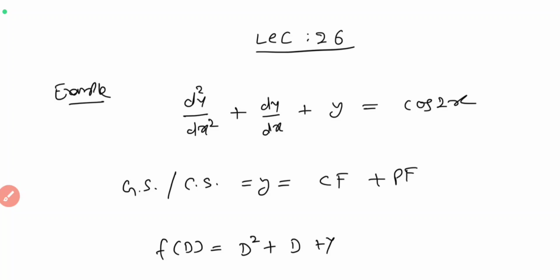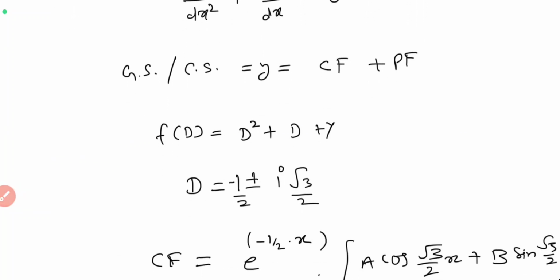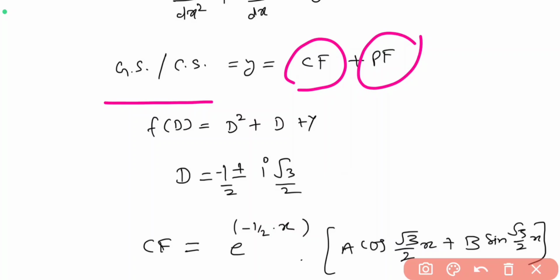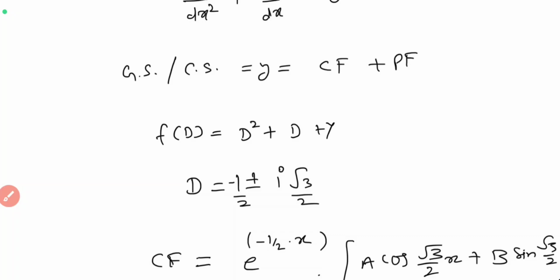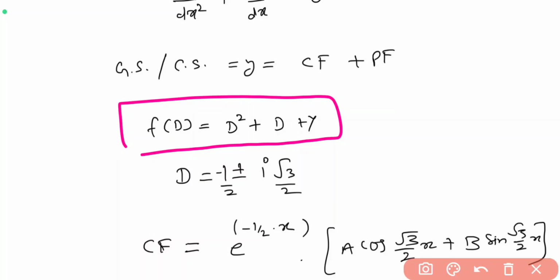In this question, whenever these kinds of questions come, if you want to find your complete solution, you first have to find your complementary function and particular integral, PI. To find your complementary function and PI, you have to find your auxiliary equation f(D), that is well known to us.